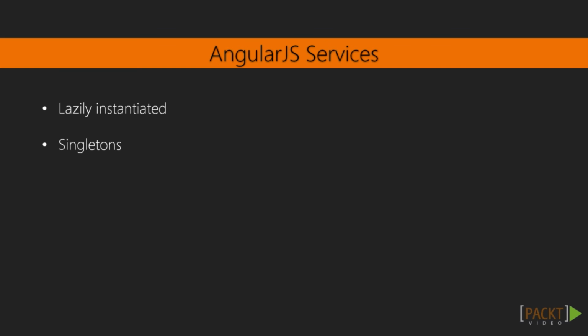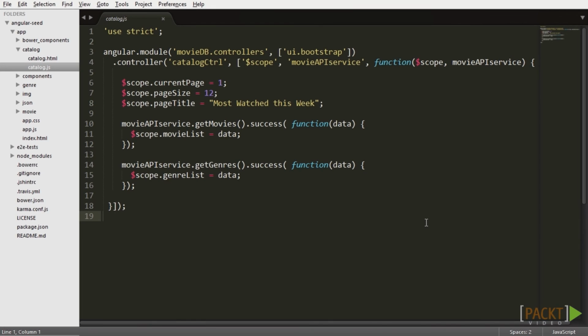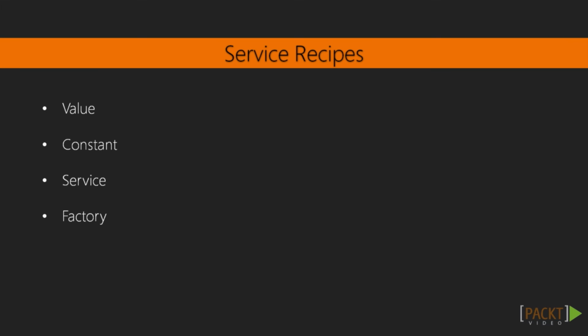Here is an example from the section 3 exercise, where we're injecting the service called MovieAPIService. AngularJS dependency injection takes care of the rest for you. When it comes to declaring custom services in AngularJS, there are a few different ways to do that. Those are called service recipes. There are 4 different service recipes you can use: the value recipe, constant, service, and factory.